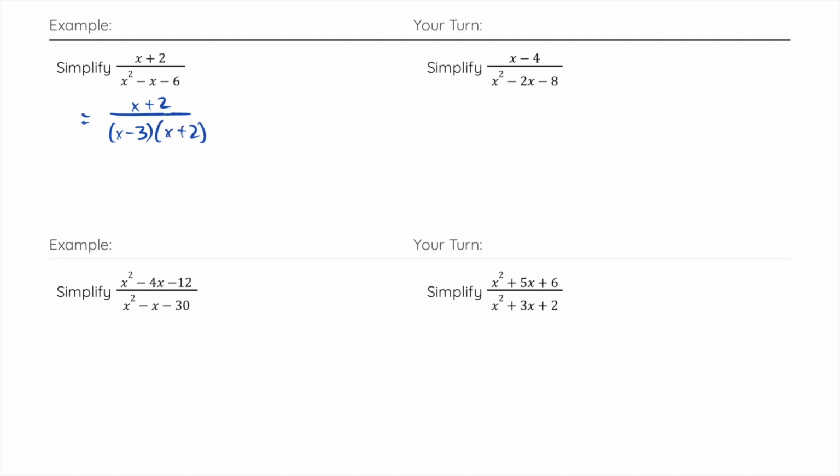And so this tells me right away I can see the values that x cannot be. So in this case, x cannot be 3 or -2, because that would make the denominator 0. And now I can divide out the two similar terms, and I end up with 1 over x minus 3. So pause the video and try the one on the right.